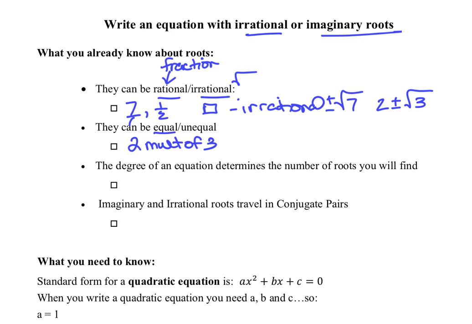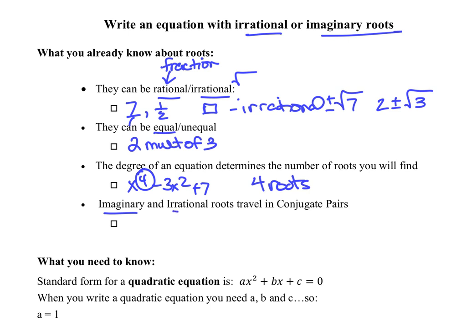The degree of an equation determines the number of roots you will have. So for example, if I have x to the 4th minus 3x squared plus 7, the degree is 4, so there's going to be 4 roots. Some of them will be rational, irrational, equal, and some of them will be imaginary.